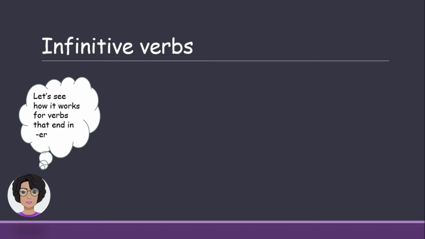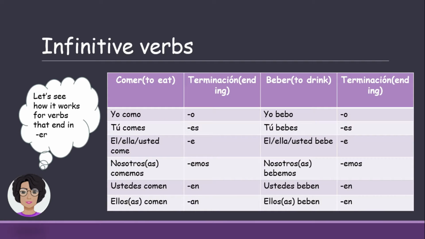Let's see how it works for verbs that end in ER. Here we have two verbs, comer and beber. For those verbs, the ending is going to be the same. It's exactly the same rule. If it ends in ER and it's a regular verb, the ending is going to be the same for each verb that ends in ER.